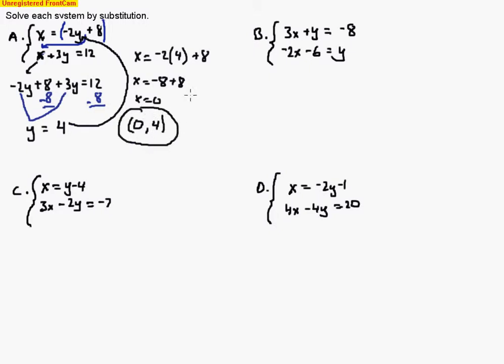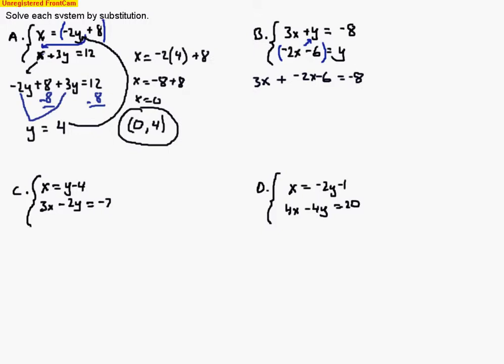Here's another one to try. This time, our top equation doesn't have a variable by itself, but our bottom equation does. So let's go ahead and use this expression that represents y. See, y equals negative 2x minus 6. And let's put this in place of y. So we're going to rewrite that top equation. We'll write down 3x plus, but in place of y, we're going to write negative 2x minus 6. And this all equals negative 8.